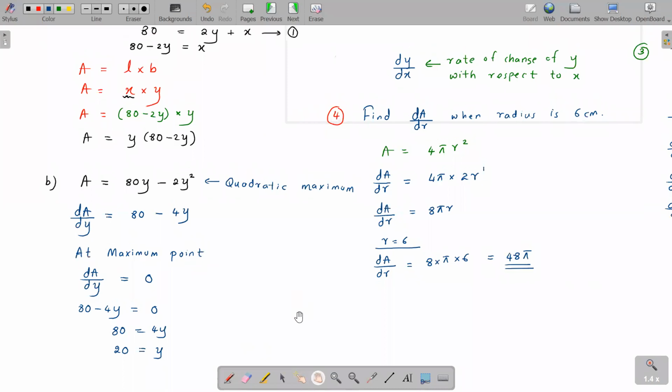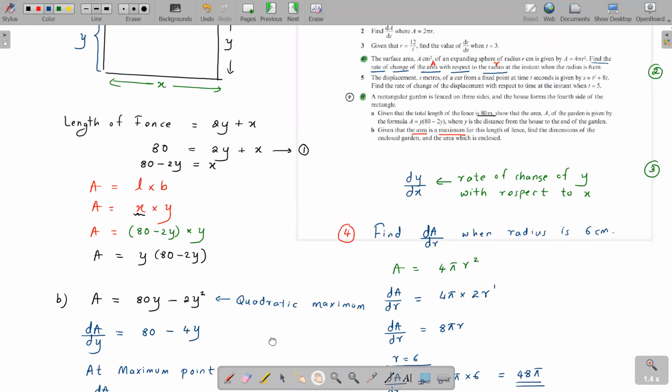Okay, so I think there was a little bit of a lag. So I hope you all are able to understand.